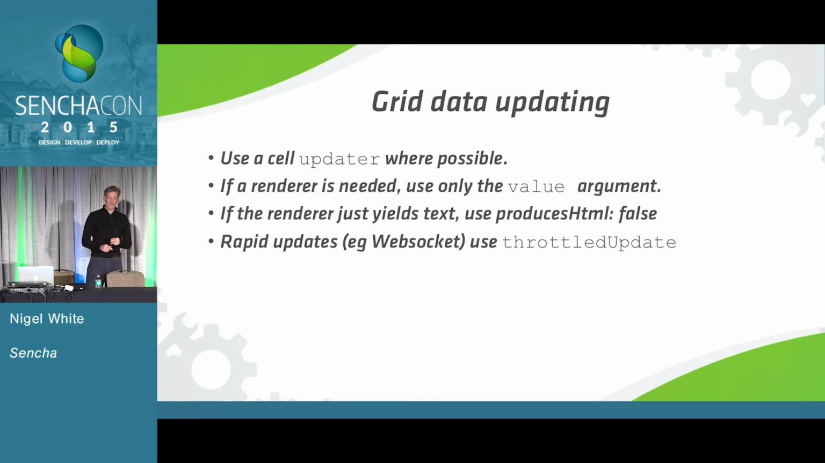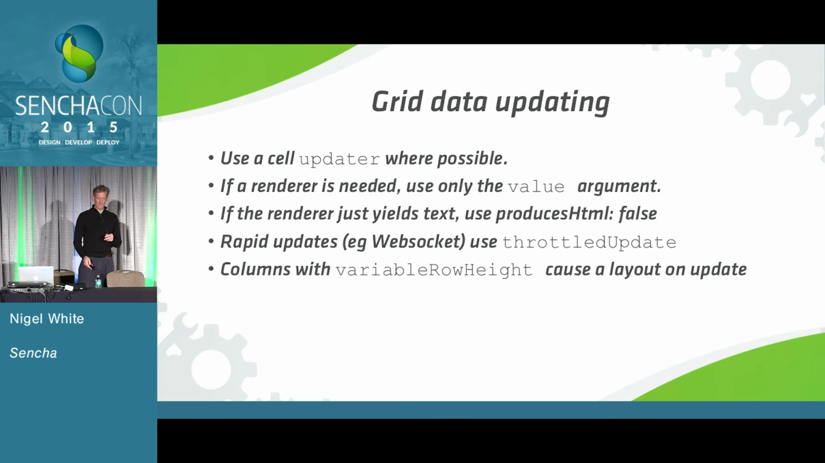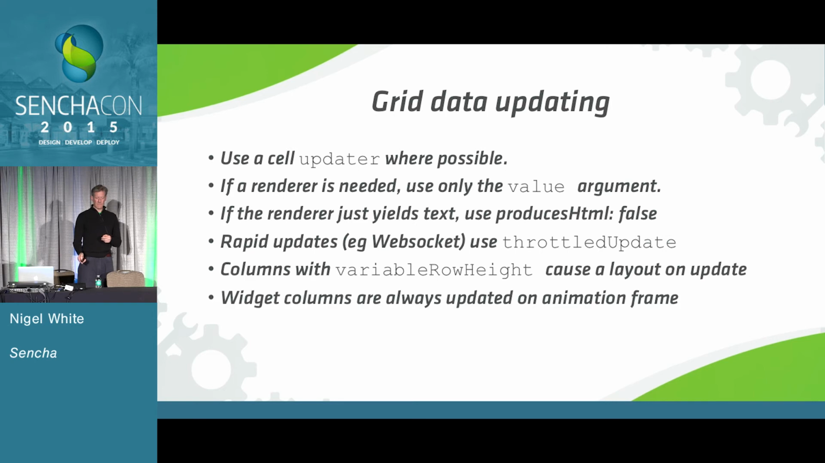We have a configuration in Grid now called throttled update. What that does is it queues up updates until animation frame fires. So all the updates which come in before an animation frame are put into a buffer. When the animation frame fires, they're all flushed out in one go. Yeah, this is variable row height. If you specify it true, it will lay out the grid when it's updated. Widget columns are always updated on animation frame, so they're fast by default.